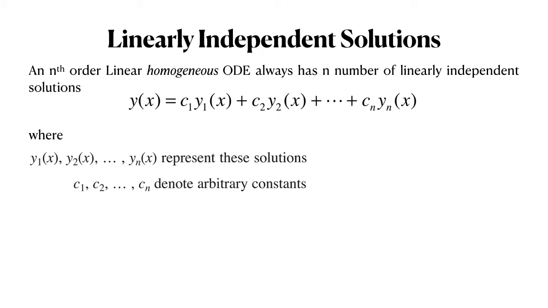So for every y of x, those represent our solution, and for every c, those are our arbitrary constants. Now, how do we know if these sets of solutions are linearly independent? We have a condition that we check for that. The solution is what we call the Wronskian, and that would be explained on the next slide.